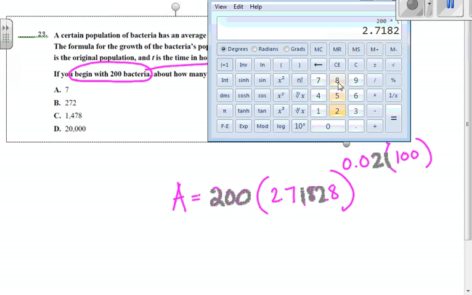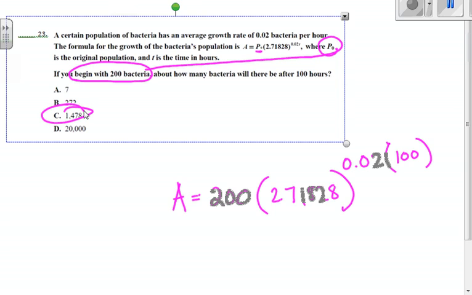This one has this button. To the power of, open parentheses, 0.02 times 100, equals. And it gives me 1477.8, which is very, very close to 1478, and so that's the answer C for number 23. Okay, moving to the next problem.